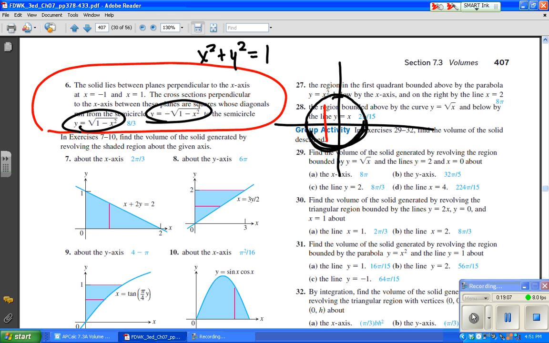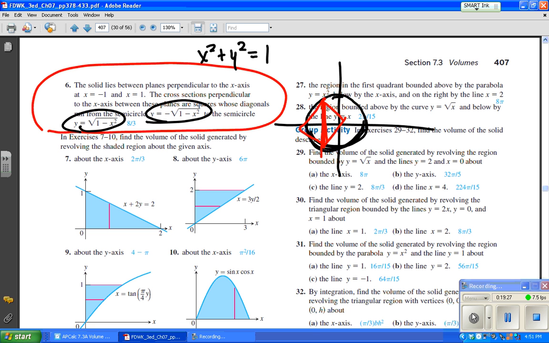Okay, and it says the squares' diagonals run from the semicircle. So in other words, this is supposed to be the diagonal of a square. So there's going to be a square that does something like that. And this is the diagonal. Okay, all right, so that's the idea.